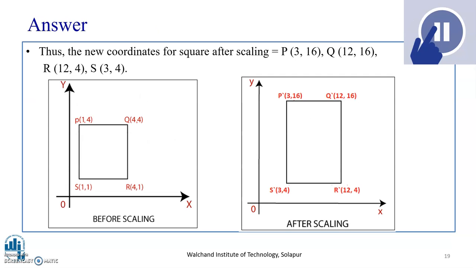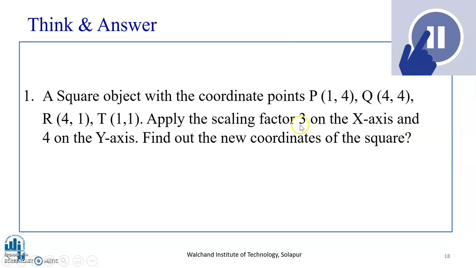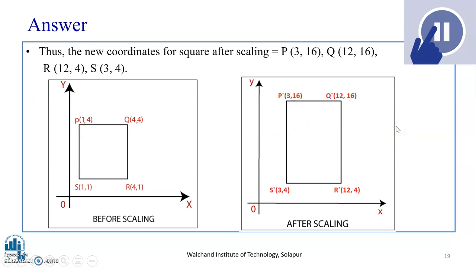Thus, the new coordinates on solving for the square after scaling are, you can see over here, P is equal to (3, 16), Q is equal to (12, 16), R is equal to (12, 4), S is equal to (3, 4). So this was the diagram before scaling, and this is what we have obtained, P dash, Q dash, R dash, S dash after scaling in the respective directions using scaling factor 3 in the x direction and 4 in the y direction, that is y-axis.